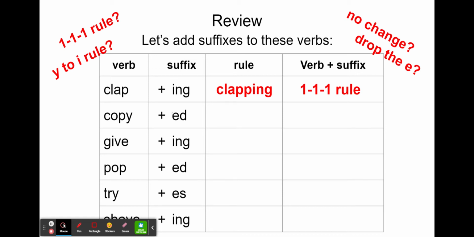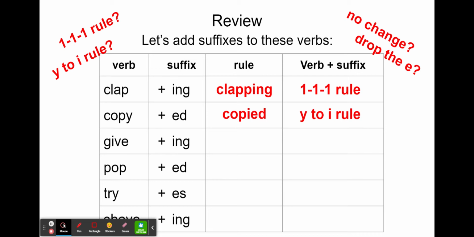How about to make copy into copied? Can you think about how that's going to look? Try it. Then let's check. All right, if you didn't pause, it must mean you're ready to check. Copy to copied looks like this. And what rule did we use? Look back here at the root word. Right? This Y is now an I. The Y to I rule. You got it.